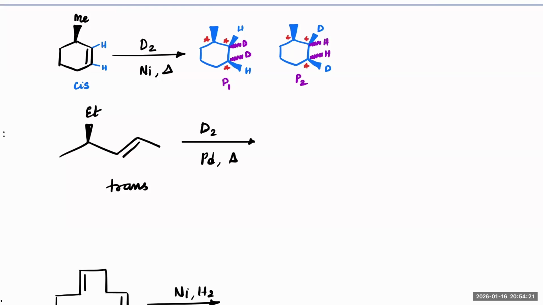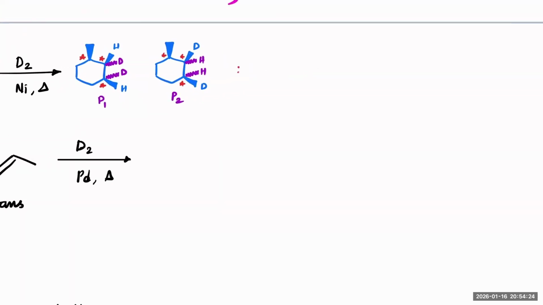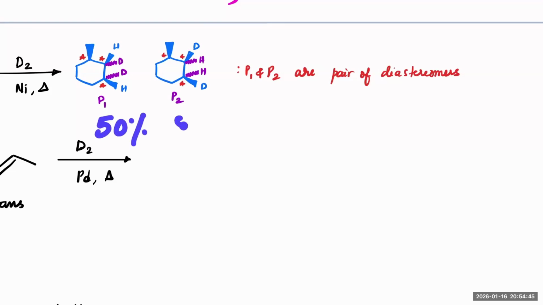What do we call them? Diastereomers. So hence P1 and P2 are a pair of diastereomers. And remember, everybody, diastereomers not necessarily have to be 50-50 percentage. Only when you get enantiomeric forms, then only you will get 50-50 percentage. Otherwise, diastereomers always end up having something like 60-40 or 70-30, like that. It will never be 50-50 percentage.